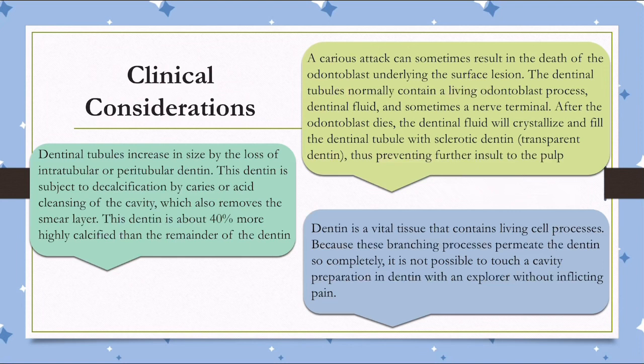Our second consideration is that a carious attack can sometimes result in the death of the odontoblast underlying the surface lesion. The dentinal tubules normally contain a living odontoblast process, dentinal fluid, and sometimes a nerve terminal. After the odontoblast dies, the dentinal fluid will crystallize and fill the dentinal tubule with sclerotic dentin. Sclerotic dentin can also be called transparent dentin, thus preventing further insult to the pulp.